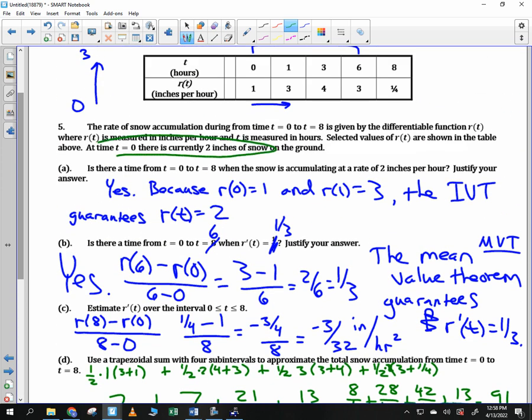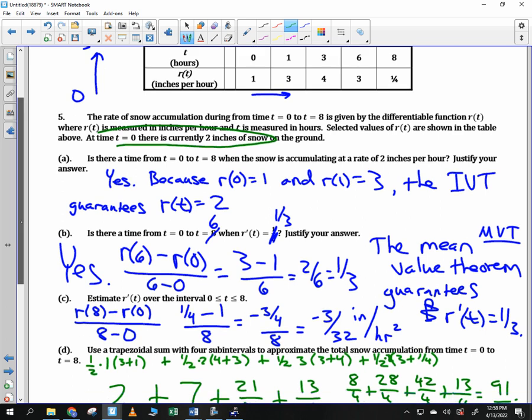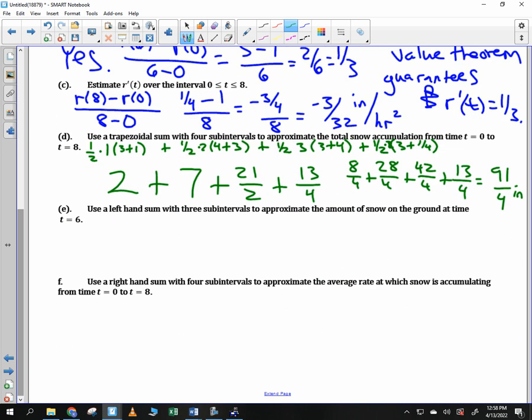At time equals 0, there's 2 inches of snow on the ground. That leads us into our next question. Use a left-hand sum with 3 subintervals to approximate the amount of snow on the ground at time equals 6. This is easier, okay? So the amount of snow on the ground is going to be our start plus our displacement, right? See how this is similar to the motion question yesterday? If you can see that these are similar, that's going to help you on the test.